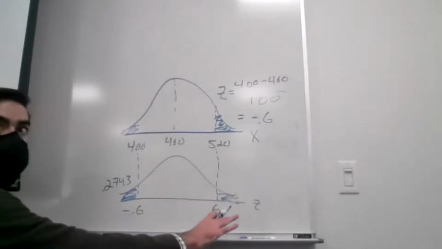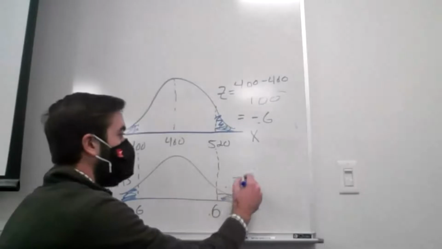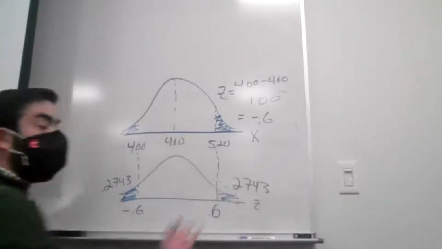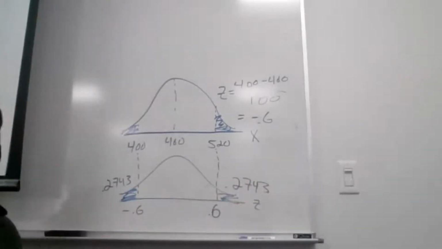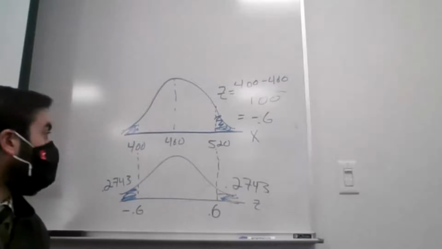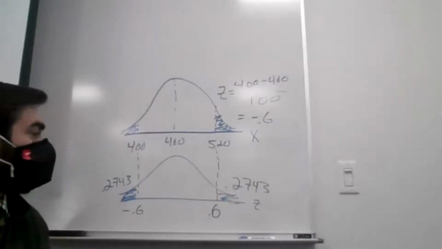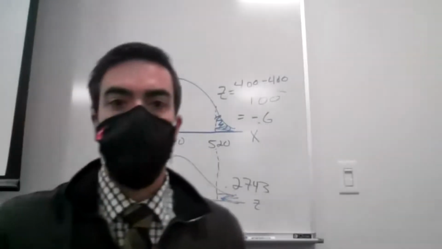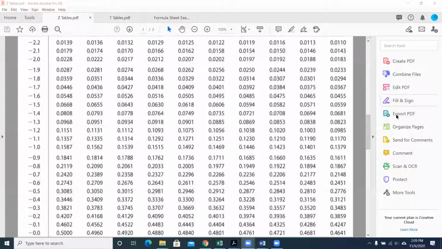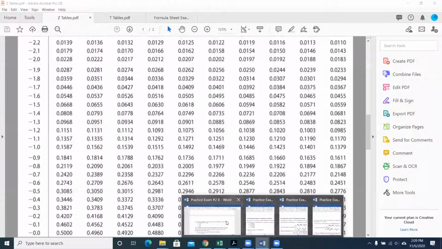It's just above, right? So here, I've got the same area to the right as I had the area to the left of the negative value. So I can add them up, multiply 0.2743 by 2. Which should give me what? 0.5486. Yep. So that is how we would do that one.